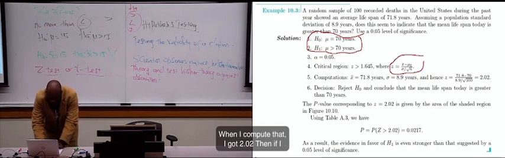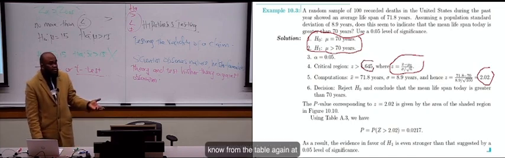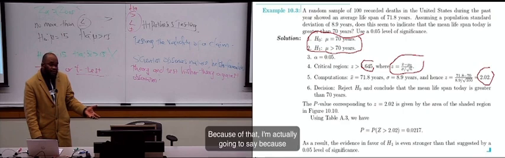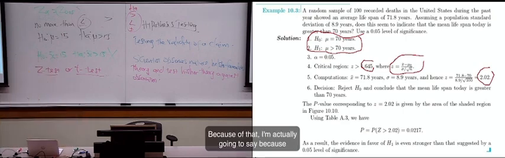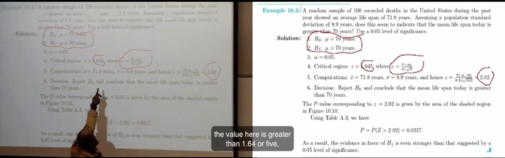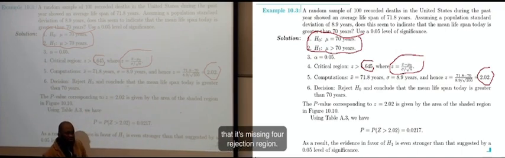When I compute that, I got 2.02. Then if I check from the table again, at 0.05, I got 1.645. 2.02 is greater than that. Because the value here is greater than 1.645 that you check in the table, it means it falls in the rejection region. We're actually going to reject H0.